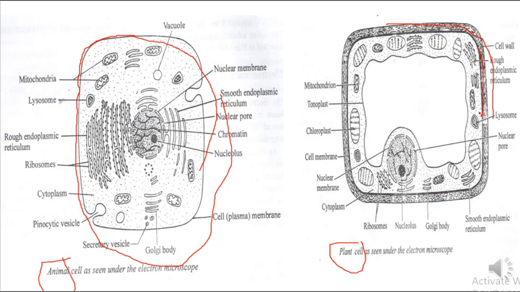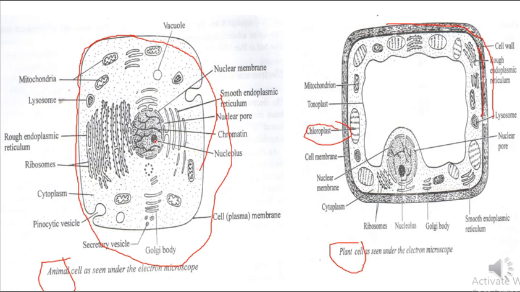And also another difference, the plant cell has a cell organelle called chloroplast, which is able to trap light energy and manufacture food, while the animal cell lacks the chloroplast.